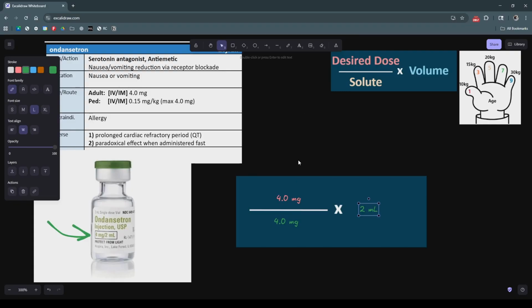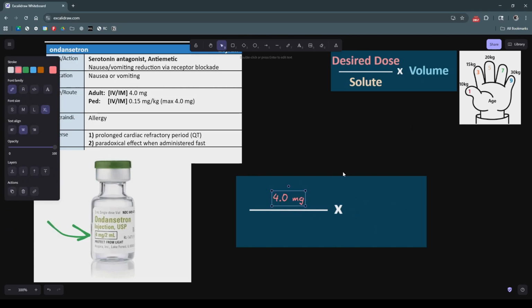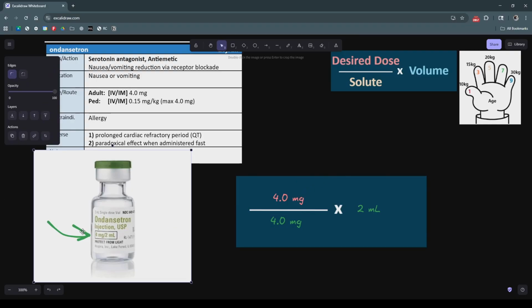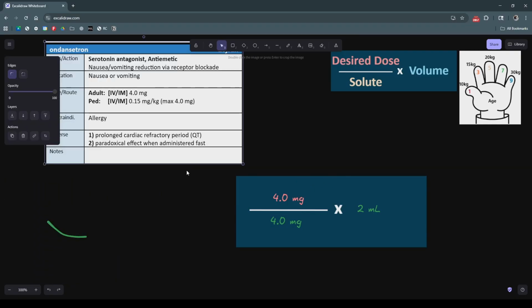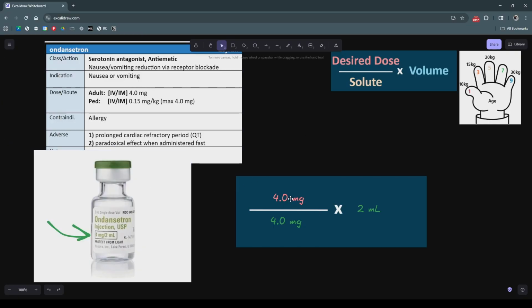Now, if we had Zofran in a powder, we wouldn't need our solute or our volume. It would just be 4 milligrams of powder. But because we're not giving them an oral powder, we're giving them an intravenous medication, we do need to figure out how much of that powder is in the liquid, and that's 2 milliliters. And so now we can do a pediatric Zofran, which is going to be a little bit more complicated.